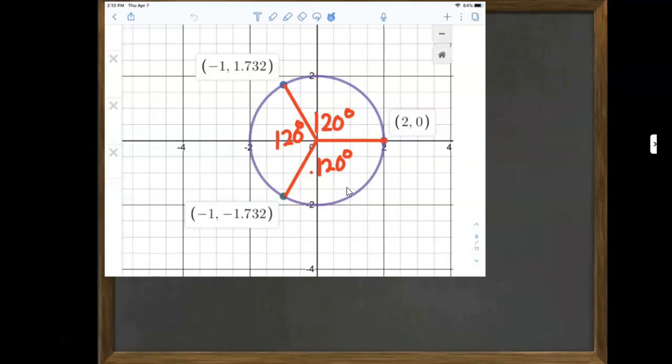If it's square roots, they're going to be 180 degrees apart. If it's fourth roots, they're going to be 90 degrees apart. Fifth roots would be 72 degrees apart. Just taking the 360 and dividing it by whatever root we're taking.